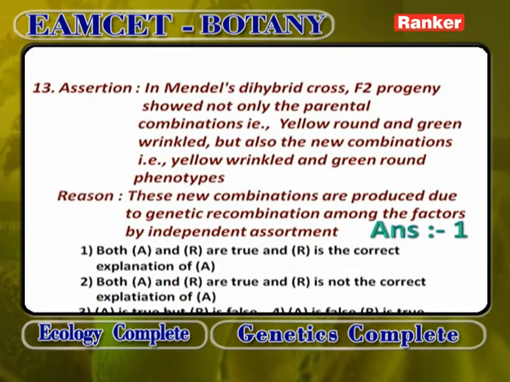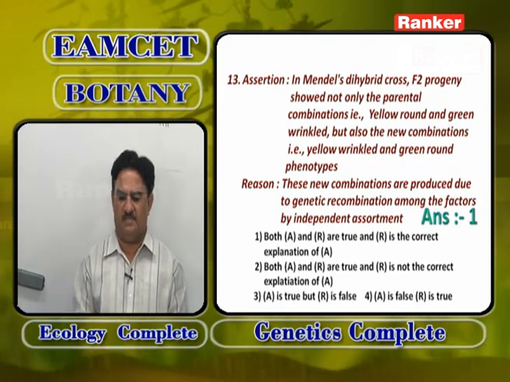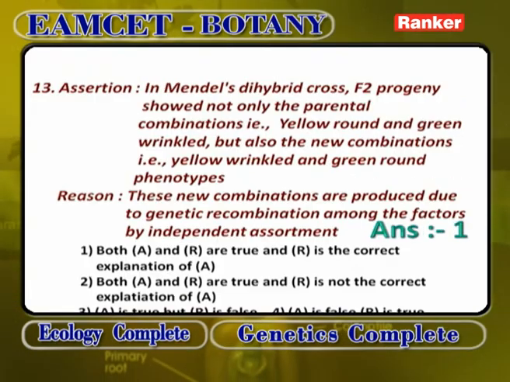Now, assertion reasoning. This is a big question, follow it carefully. In a Mendel dihybrid cross, F2 progeny showed not only the parental combinations yellow round and green wrinkled, but also the new combinations like yellow wrinkled and green round phenotypes. It is correct. In Mendel's dihybrid cross, 9:3:3:1 ratio is obtained. 9 are yellow round, 3 are yellow wrinkled, 3 are green round, 1 is green wrinkled.